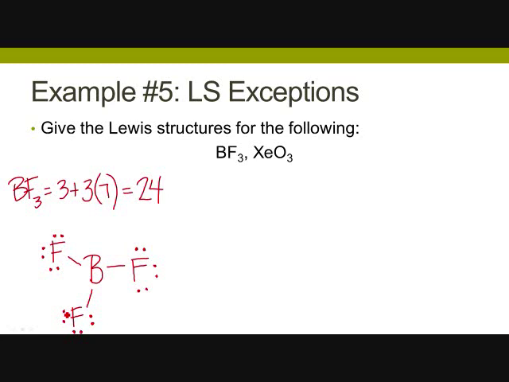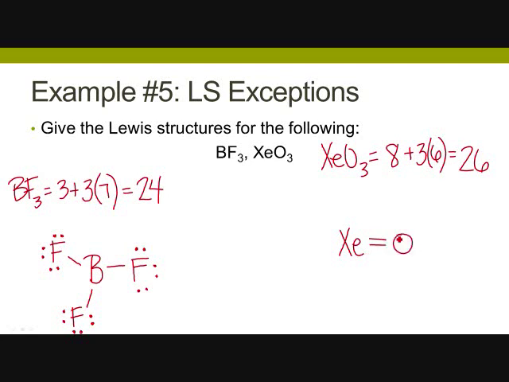All right, and last but not least, let's do the xenon structure. So xenon has 8, plus 3 times 6 for each oxygen, gives a grand total of 26 electrons. Okay, we're going to have xenon in the middle because we have 3 oxygens to connect. Now what I did was I bonded twice. Remember I said I like double bonds, each oxygen, because xenon has a ton of valence electrons. It's got 8.